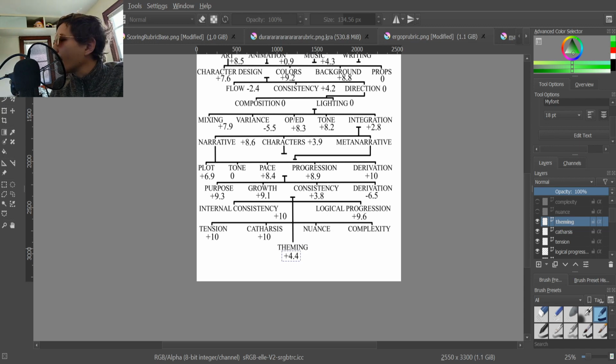Okay, and now nuance. Understand, because of that high internal consistency and the fact that it's about economics, there's a lot of nuance here, a lot of wrapping your brain around how everything is going to come together. This is also a 10 out of 10. And then obviously complexity is a 10 out of 10.